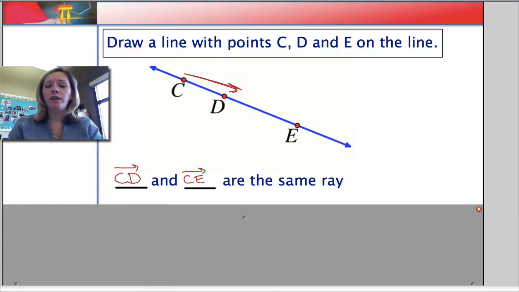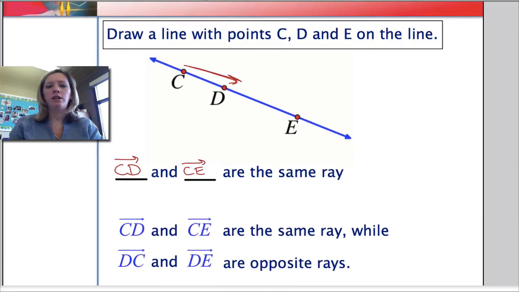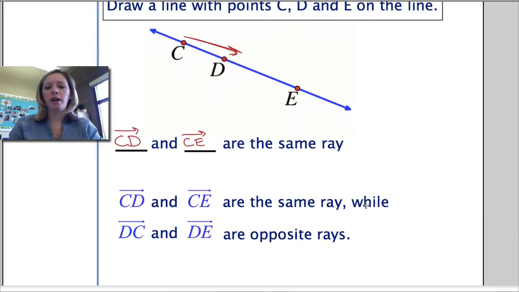That's still the same ray going in the same direction, right? Okay, now CD and CE, let's recap this, are the same ray, but DC and DE would be opposite rays. So pay attention to these two down here. DC goes up, but DE starts at D and goes in the opposite direction, so those would be considered opposite rays.